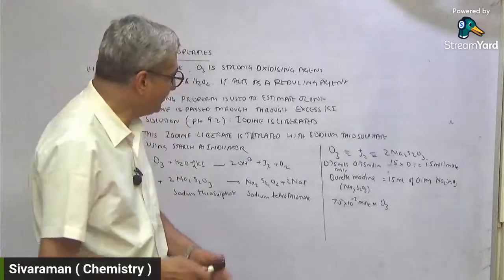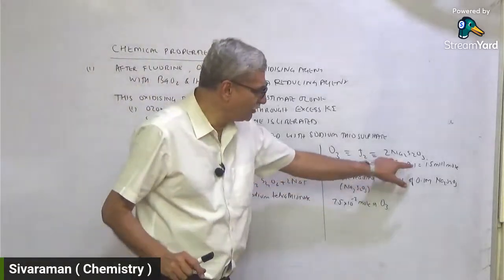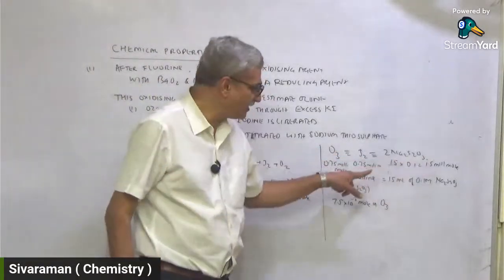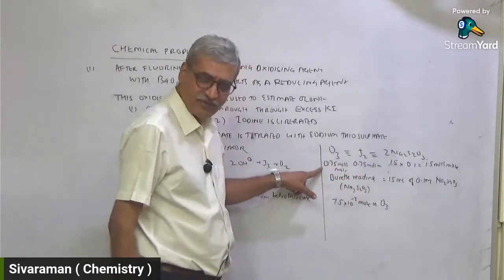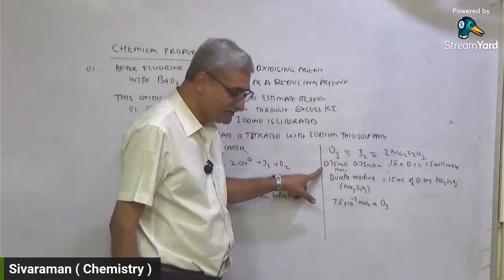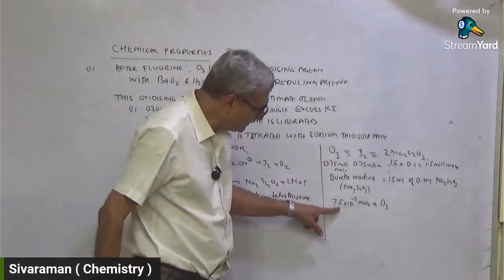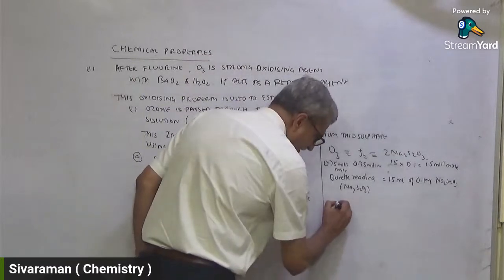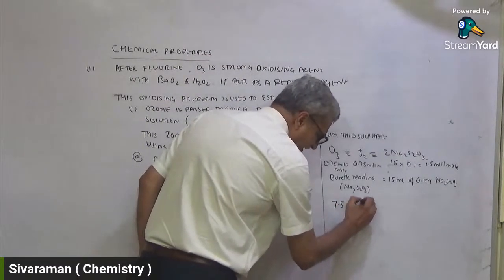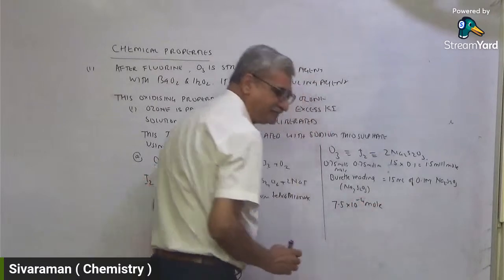Okay, so we have this value. Say 15 ml into 0.1 is 1.5 millimole. That means 0.75 millimole of iodine. That was generated by 0.75 millimole of ozone. Correct? Yes or no? That is 7.5 into 10 raised to minus 4 mole.